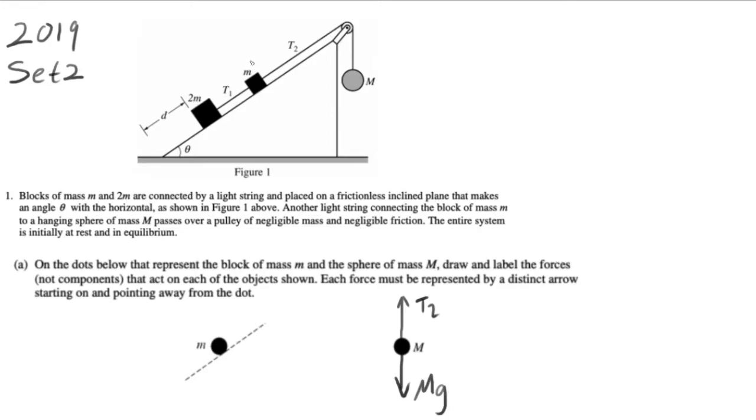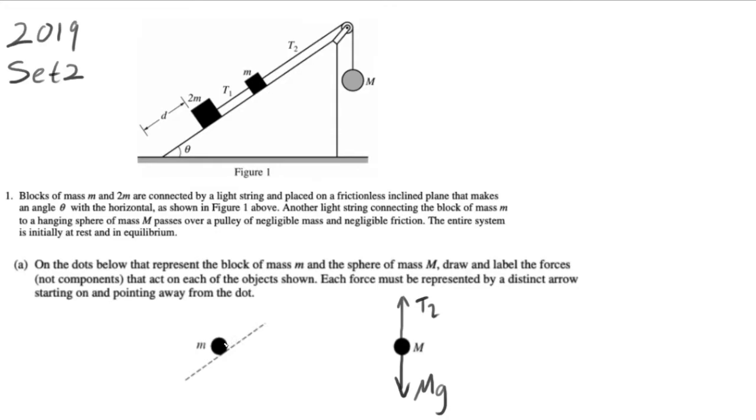Okay, going to the small block of mass m, one thing to notice is that the inclined plane is frictionless, so we don't have to worry about any friction. Each object definitely has its force due to gravity, and there are two strings pulling on m, with tension 2 and tension 1. Since block m is also resting on the ramp, it will also have a normal force.